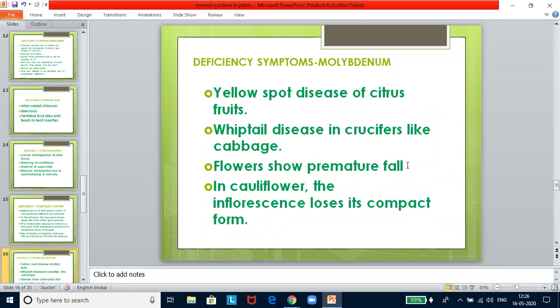Flowers show premature fall. In cauliflower, the inflorescence loses its compact form. In cauliflower, the flower is said to be good only if the inflorescences are closely packed. When there is a deficiency of molybdenum, you will find that the inflorescence is totally disrupted and does not have its compact structure.